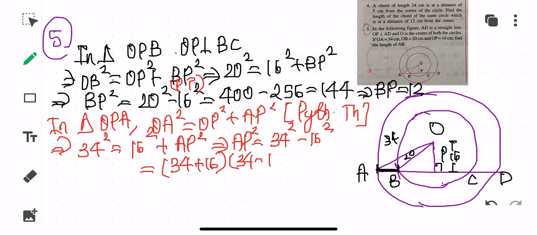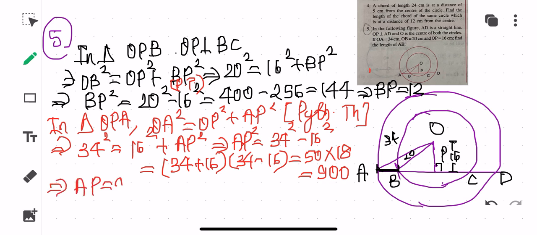So 34 plus 16 is how much, children? This is equal to 50, and 34 minus 16 is equal to how much? It is equal to 18. So 18 into 50 is 900. So what will you be writing? You will be writing, this implies that AP square is equal to 900. So the value of AP is equal to root 900, that is equal to 30 centimeter.